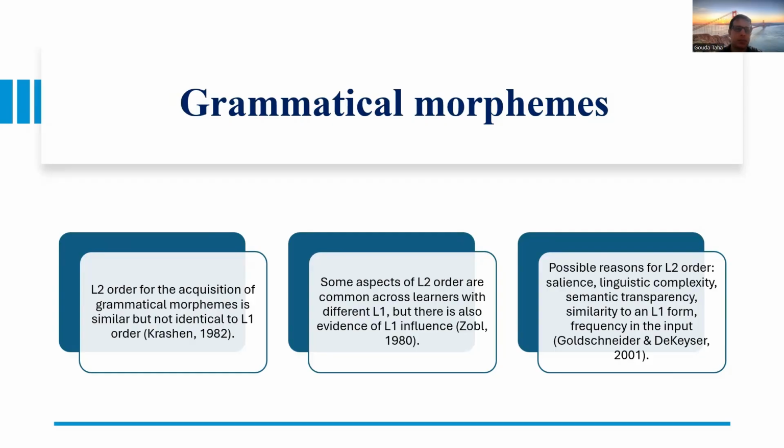And there are some reasons why we have the same order of acquiring the grammatical morphemes. Some of them, as has been discussed in the chapter, are salience, linguistic complexity, semantic transparency, similarity to first language form, and frequency in the input.